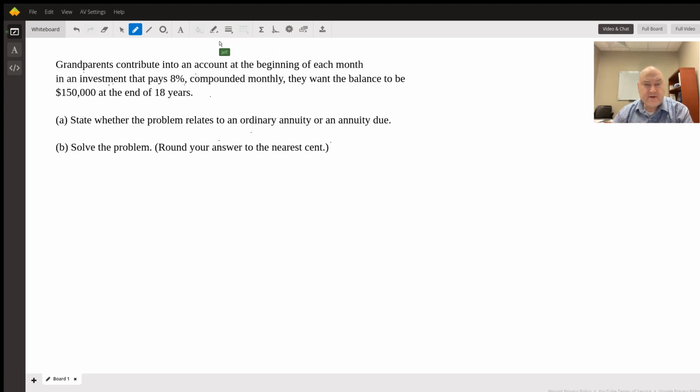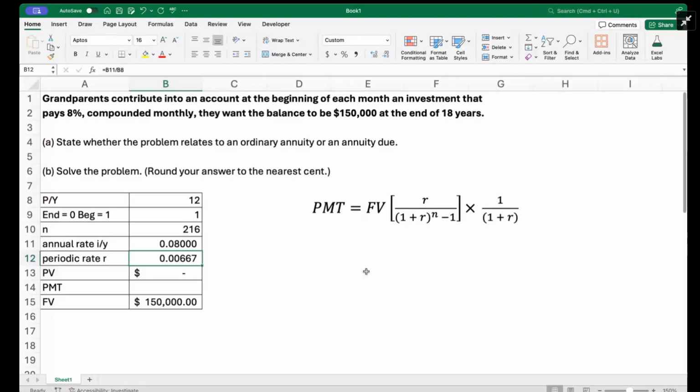Now, we want to state whether the problem is an ordinary annuity or an annuity due. Well, since the payments happen at the beginning of each period, this is an annuity due. Payments normally happen at the end of the period, and that's called an ordinary annuity. If the payments happen at the beginning of the period, we call this an annuity due. So let's switch over to Excel and solve using Excel because it's going to be a little bit faster.